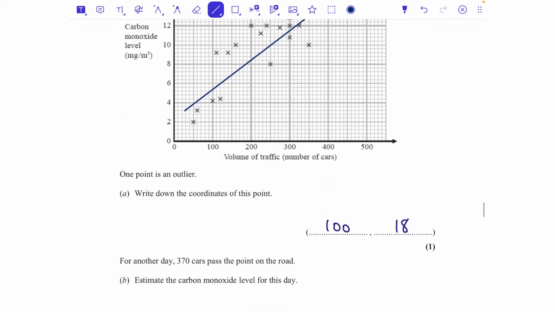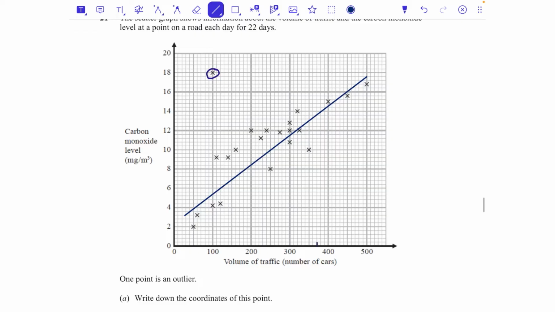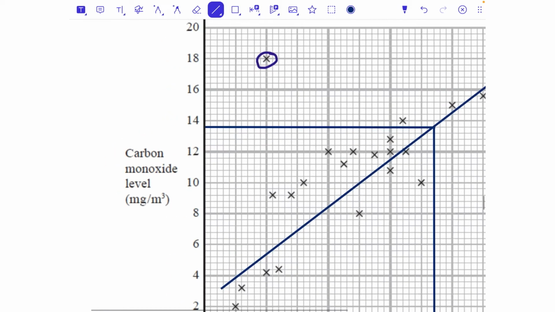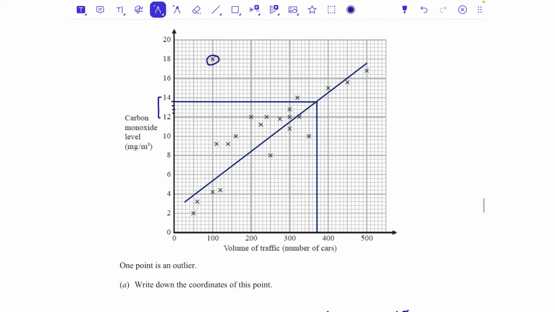So we're now going to read up and across. If there are 370 cars, we're going to go to 370, read up until you hit that graph, and then go across. And for me, that comes out there. Now, we need to be very, very careful to read what that is. So this is 2 higher over 5 squares. So 2 divided by 5 is 0.4. So this is going to be 12.4, 12.8, 13.2, 13.6. So my answer is 13.6.